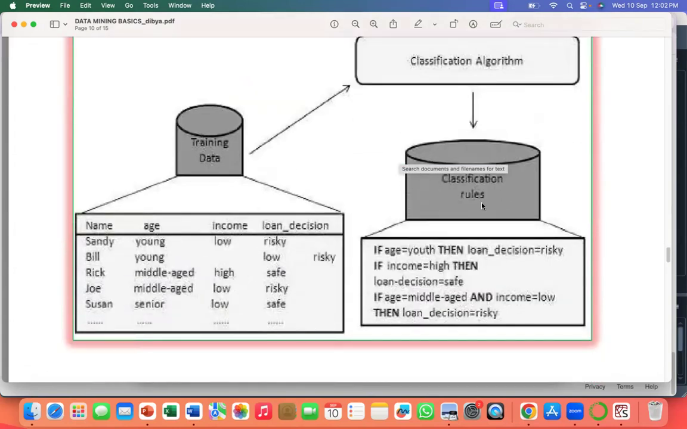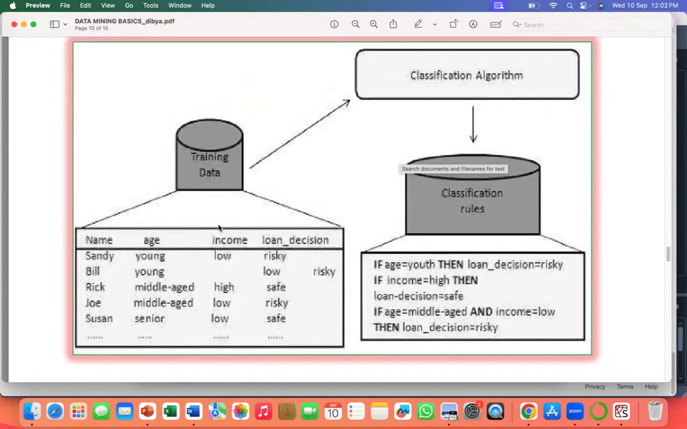Now, if we want to show it with the help of a diagram, you can see here, this is the training data. We have one data set, and we split it into two. You can consider this the training data. Here we have data of some customers: the name, age, income, and loan decision.